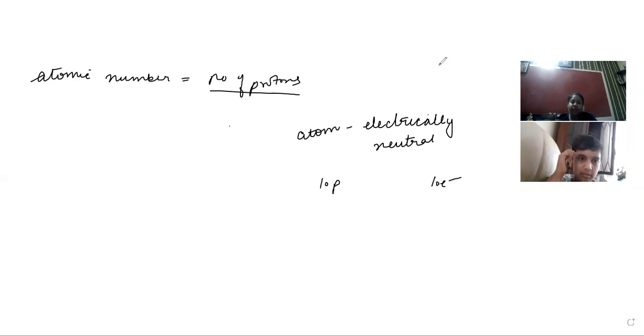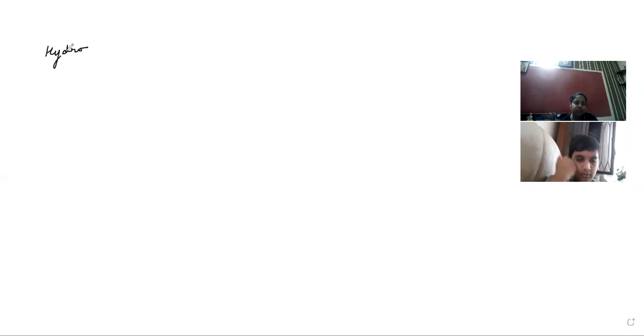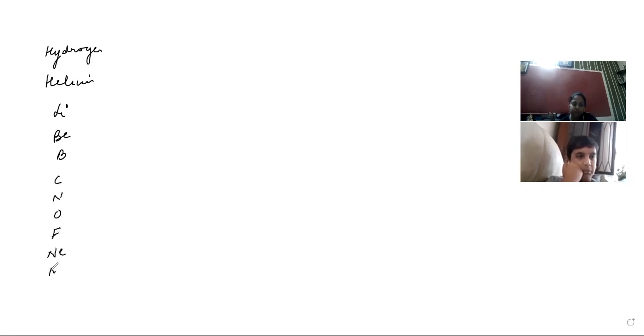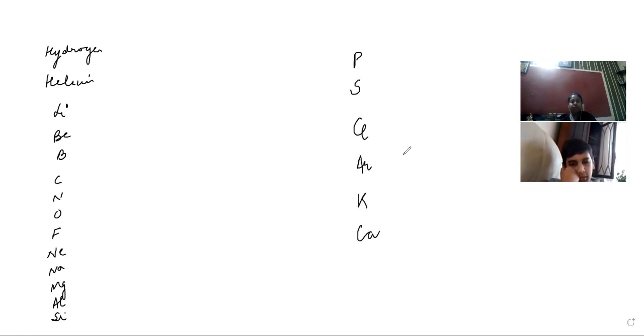Understand. So when I'm writing down this order: hydrogen, helium, lithium, beryllium, boron, carbon, nitrogen, oxygen, fluorine, neon, sodium, magnesium, aluminium, silicon, phosphorus, sulfur, chlorine, argon, potassium, calcium. Yes or no? So hydrogen is coming at number 1.